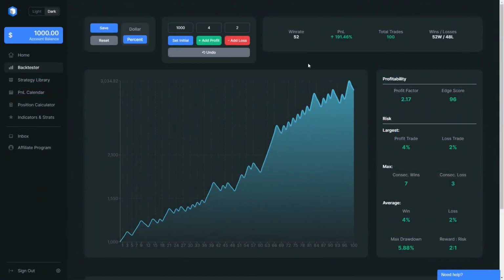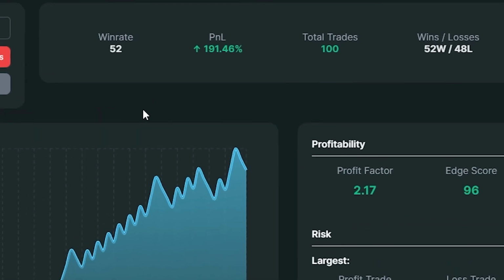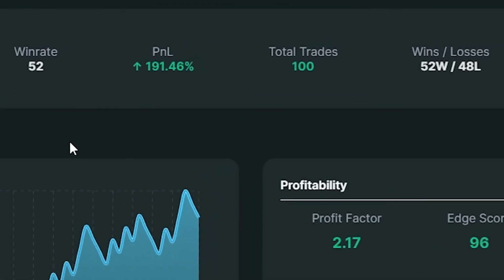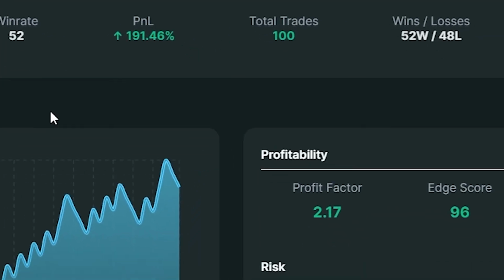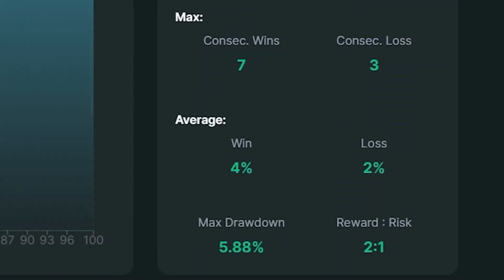Okay, after backtesting this strategy 100 times, I found those setups within a 10 weeks period. As we can see, the results are very good. The win rate is 52%, which is good for a 5-minute scalping strategy. I was able to increase my account size by 191%. The profit factor was 2.17. I was able to get 7 consecutive wins against 3 consecutive losses. The maximum drawdown was under 6%, which is really good for a 5-minute scalping strategy.